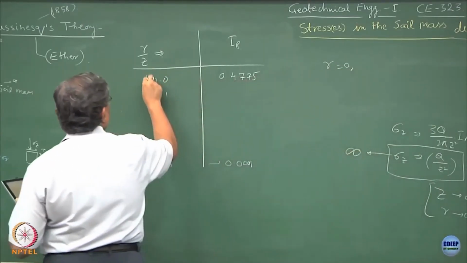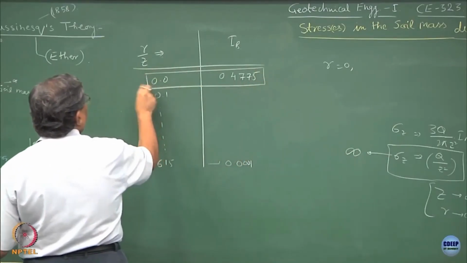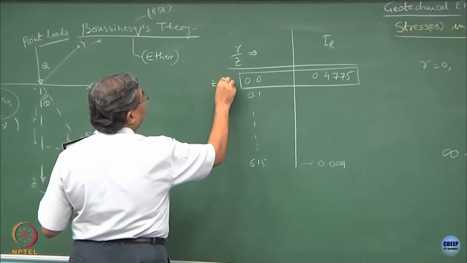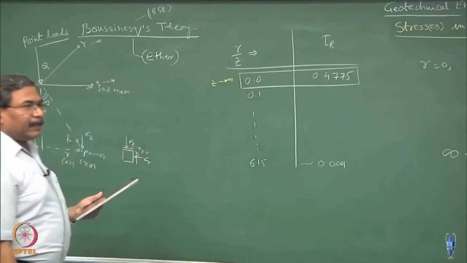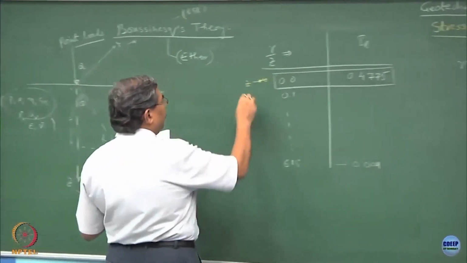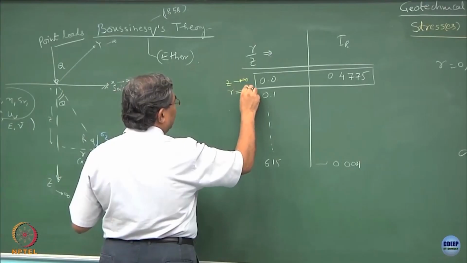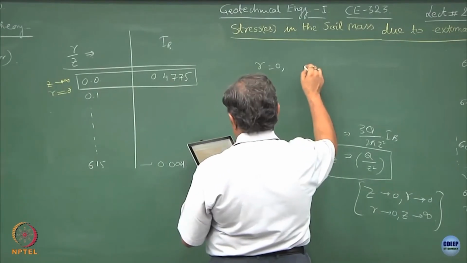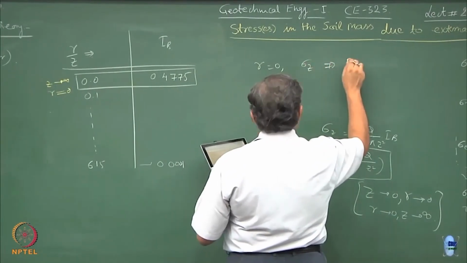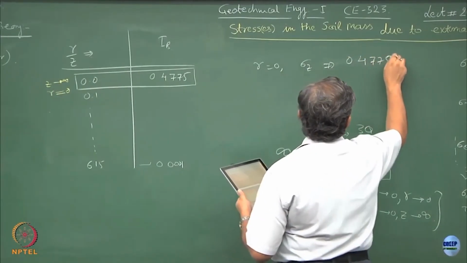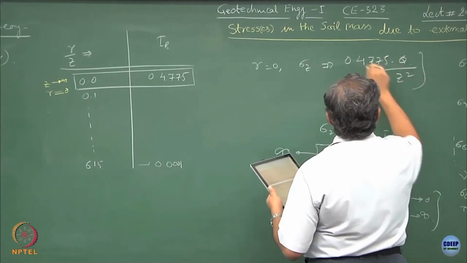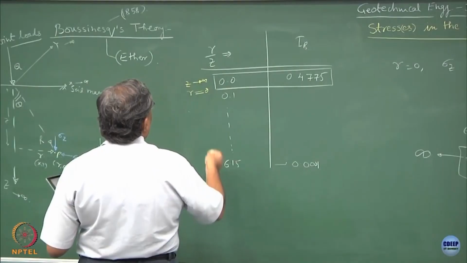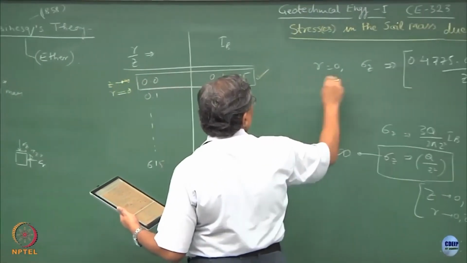now this is a very interesting solution which we have obtained. There are two possibilities of getting this, either Z tends to infinity, then only we can get R by Z equal to 0, or a better possibility will be R equal to 0 itself. So, this is a solution when R equal to 0, we say that sigma Z equal to 0.4775 Q upon Z square. Now, the point is, this is the solution which normally is used to obtain the sigma Z.